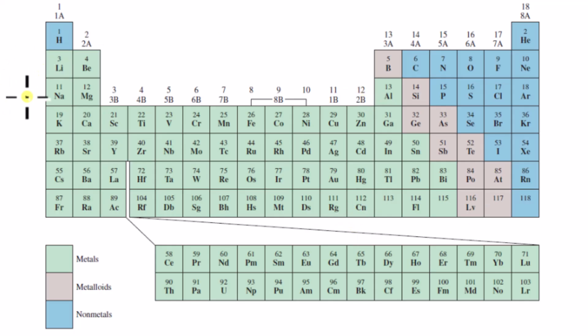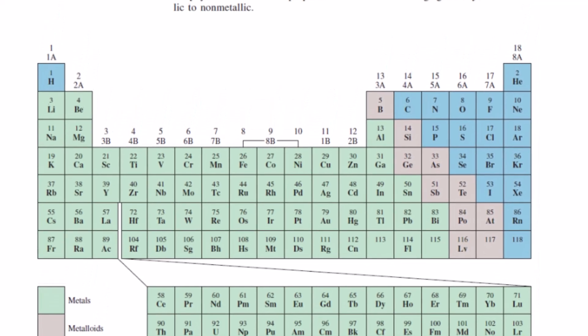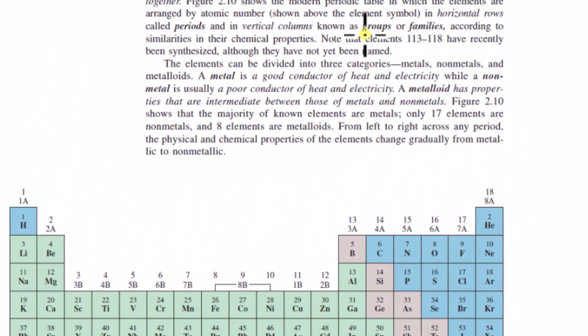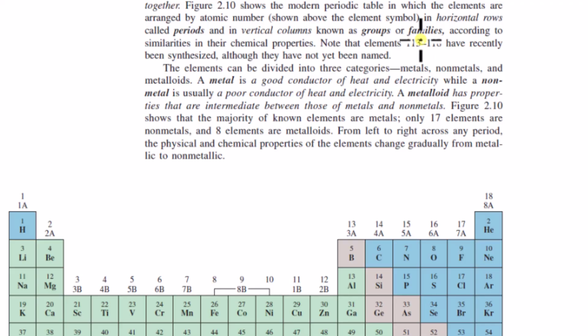The rows are periods, and that periodicity comes from if you start at oxygen and you progress through the periods. That's where you get that alignment in physical and chemical properties in general. So the columns are groups or families.